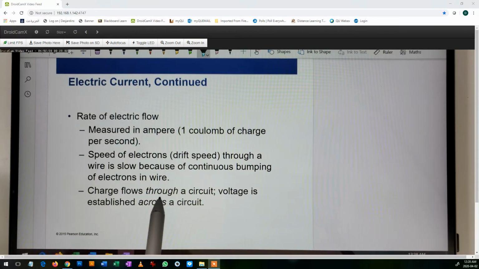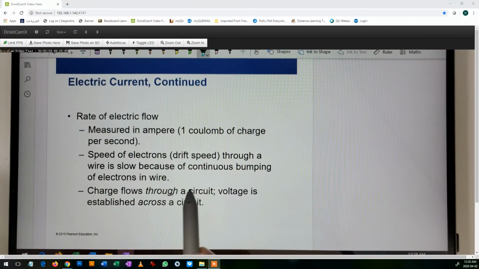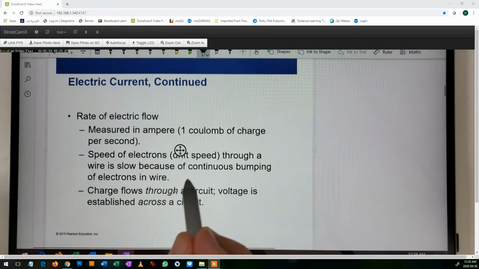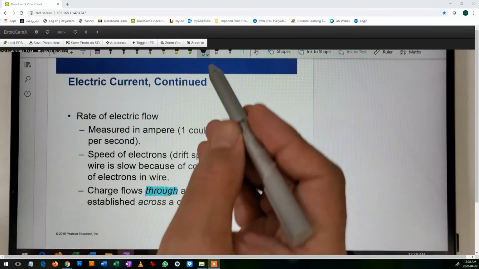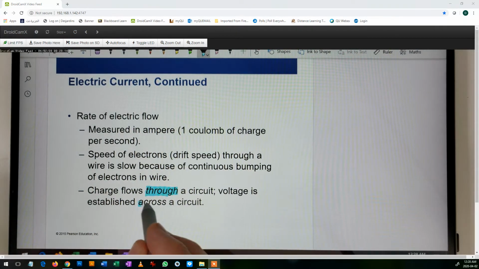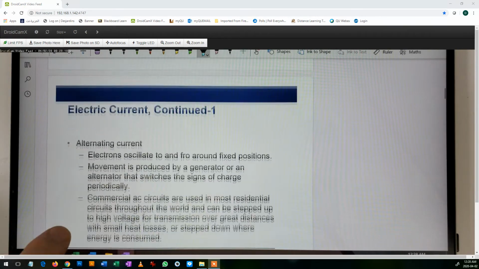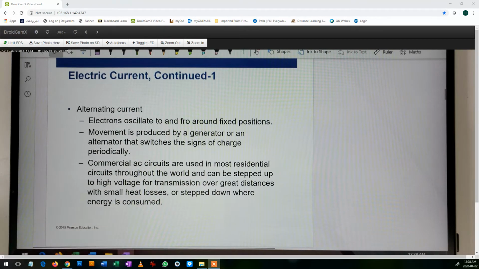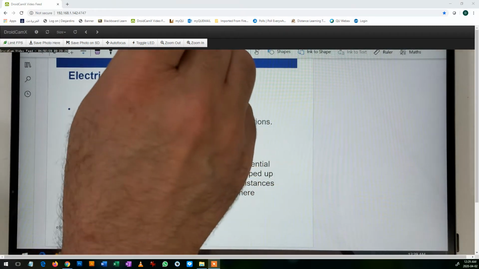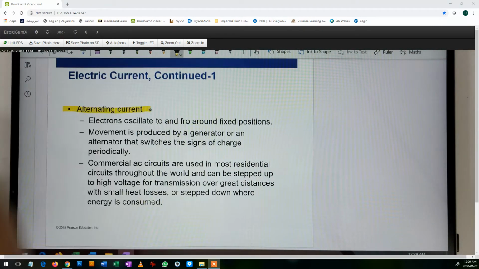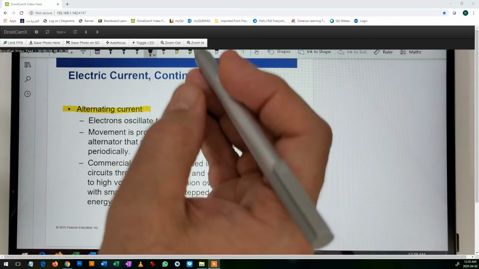Charge flows through a circuit when voltage is established across a circuit. Electrical current, we define now alternating current, which is abbreviated AC.